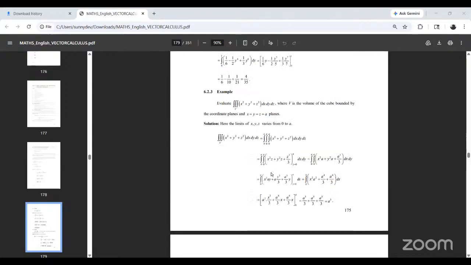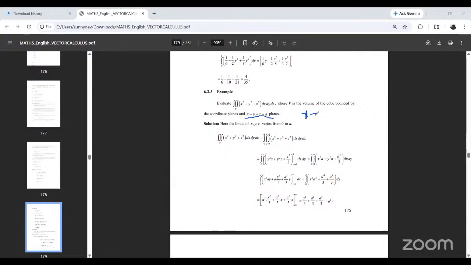Here one more important problem is there. Evaluate the triple integration of x square plus y square plus z square dx dy dz, where V is the volume of the cube that is bounded by the coordinate planes x equal to y equal to z equal to a. Now all the x, y, z equal to a, that becomes what?